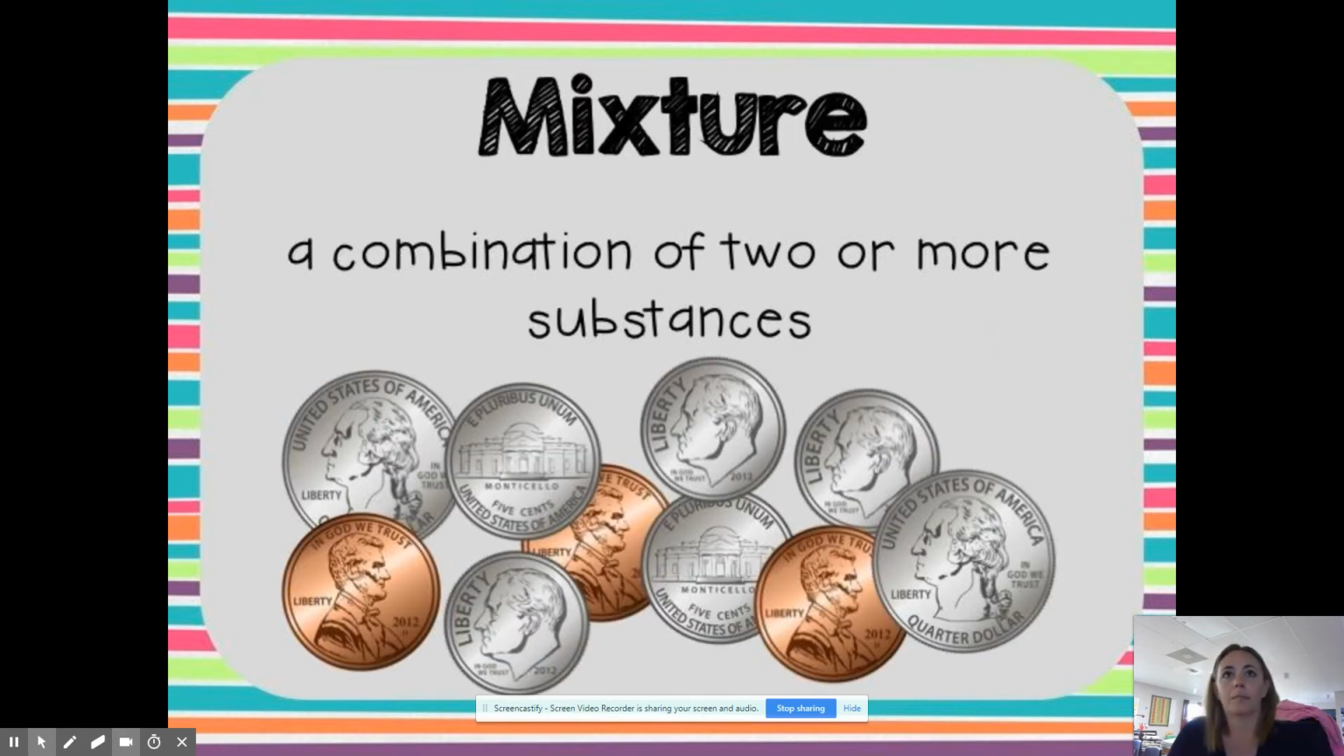All right, a combination of two or more substances. So on your paper it says mixture, a combination of, and you're going to write two or more substances. And look at the picture. You've got quarters, pennies, dimes, nickels. Those are all mixtures. They're all money, but they're all mixtures, and you can sort them.